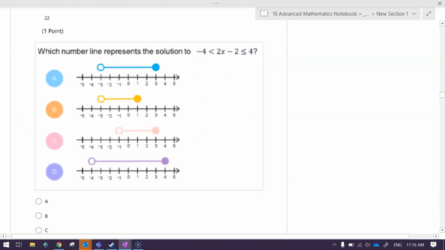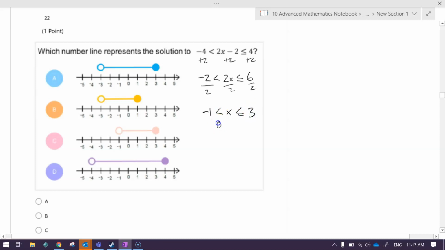Which number represents 2x take 2 is greater than negative 4 and less than or equal to 4? Well, I really want to know about x, not about 2x minus 2. We can solve these the same way we solve equations. I'm going to add 2 to everything. Negative 4 plus 2, negative 2 is less than 2x, which is less than or equal to 6. To get x on its own, what do I have to do? Divide by 2. Negative 1 is less than x, which is less than or equal to 3.